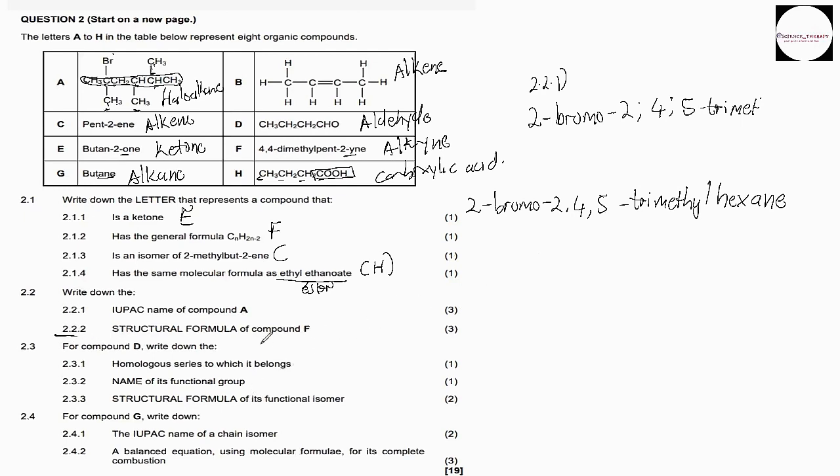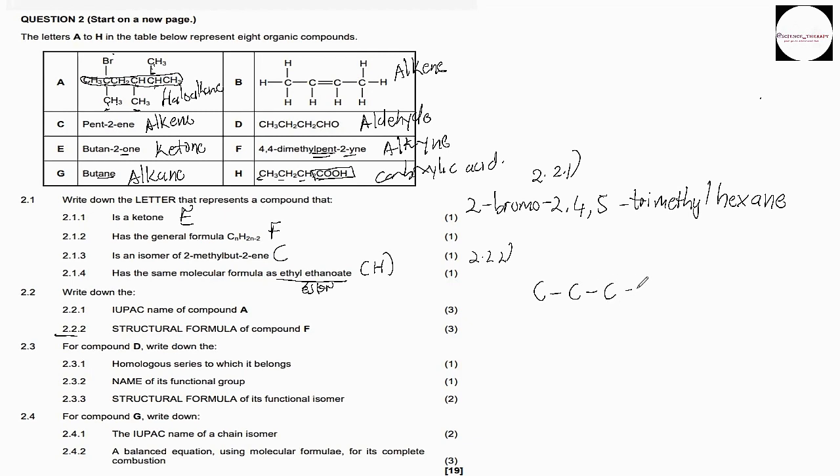Then 2.2.2 says the structural formula of compound F. So to draw the structural formula, we have pent indicating our longest chain must have 5 carbons. So that's 1, 2, 3, 4, and then 5, right? And then in number 2, we must have our triple bond because of -yne. And then in number 2, we have our triple bond like that.